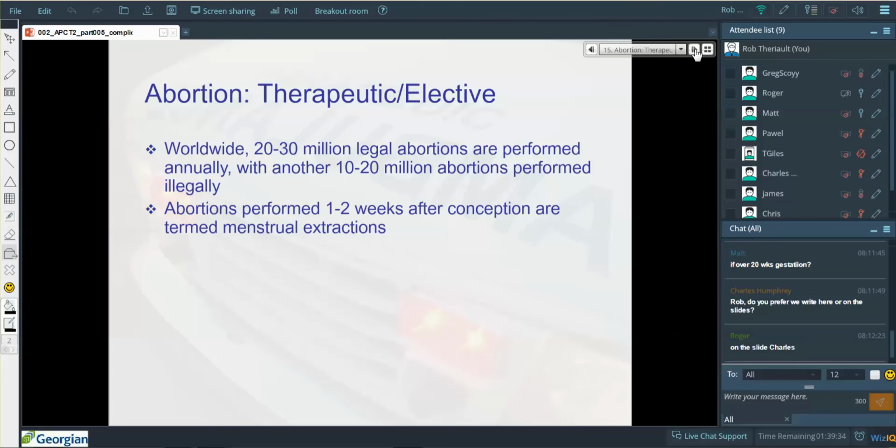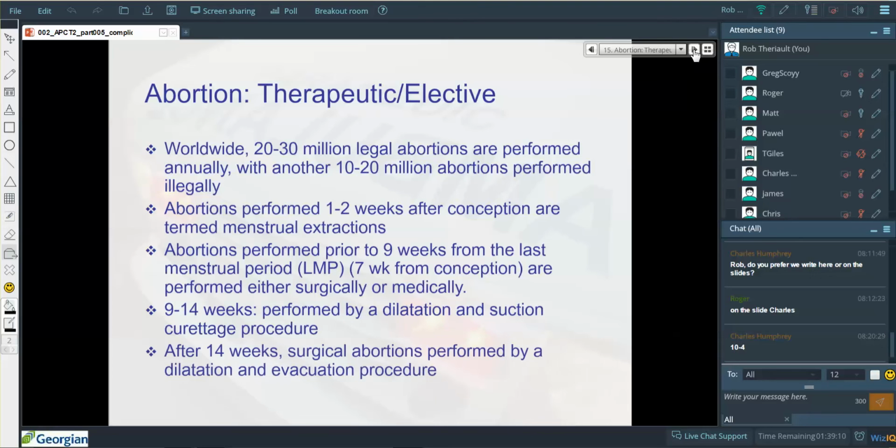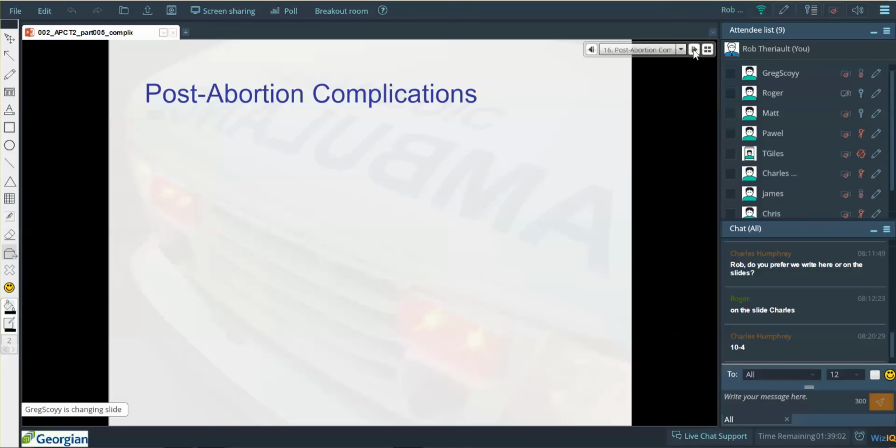So abortions performed, just for your interest, 1 to 2 weeks after conception are termed menstrual extractions. Those performed up to 9 weeks after the last menstrual period, or 7 weeks from conception, are performed surgically or medically, and 9 to 14 weeks are performed by dilatation, suction, and curettage. After 14 weeks, surgical abortion is performed by a dilation and evacuation procedure. I wonder how often that happens. That sounds pretty horrifying at that stage in the pregnancy.